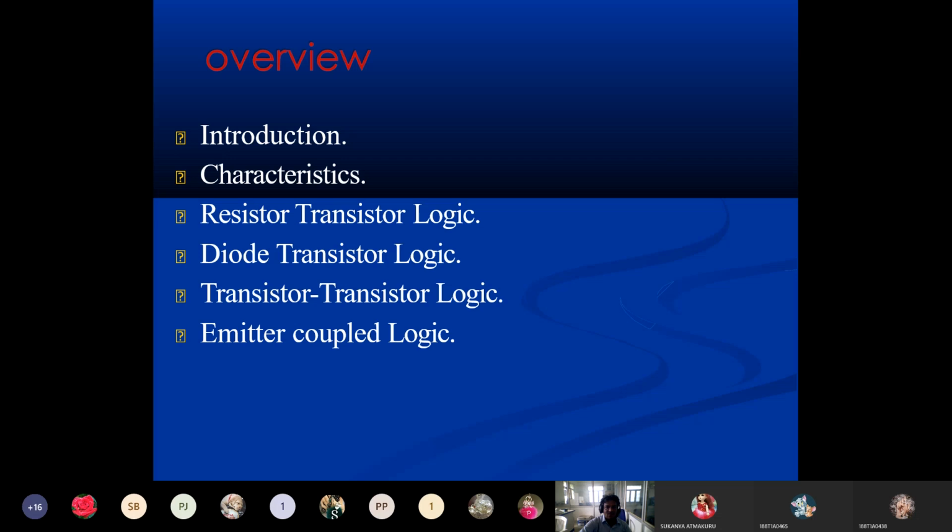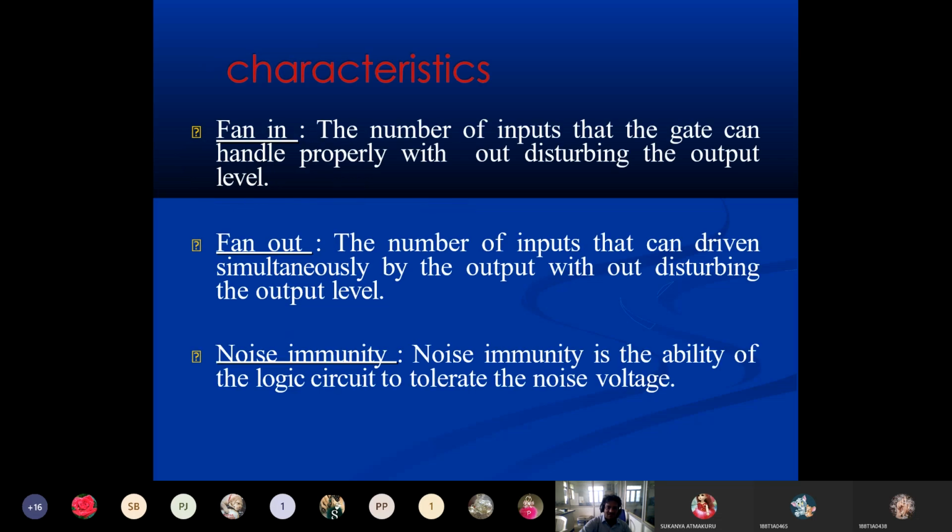Now we will see the characteristics one by one. Whether it is a TTL gate, RTL gate or DTL gate, whatever the gate, it may have the same characteristics. That is nothing but the fan in. Fan in is nothing but the number of inputs. When we define or design any type of circuit, that circuit may have different characteristics. The first characteristic is fan in.